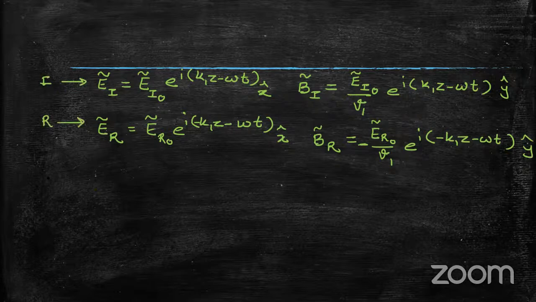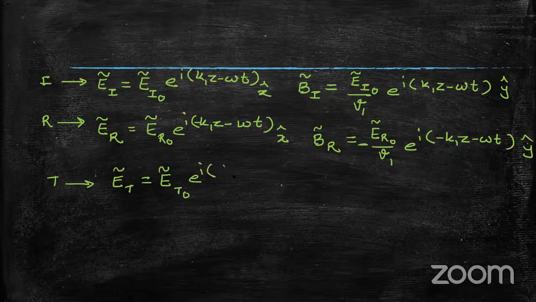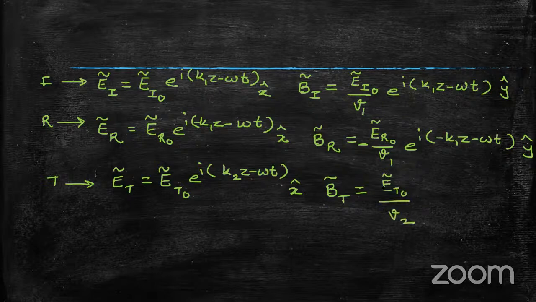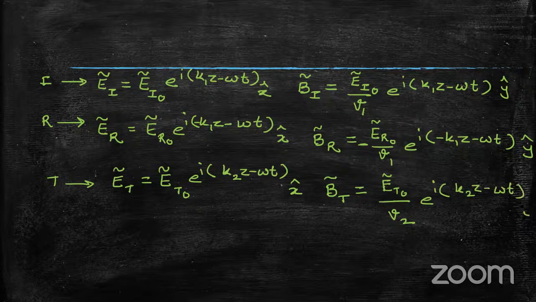Then we got a transmitted wave. The transmitted wave ET is ET0 e raised to i(K2 z minus omega t), with the same omega. This will also be in x cap. And BT is ET0 upon V2 e raised to i(K2 z minus omega t) y cap.